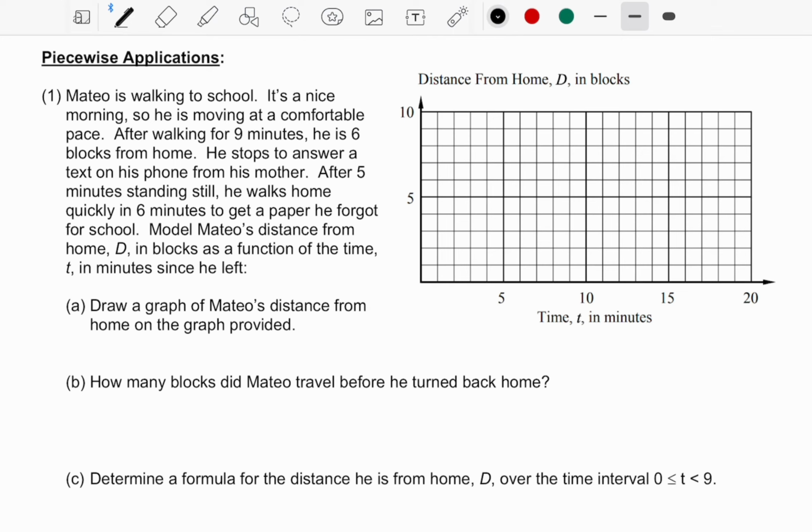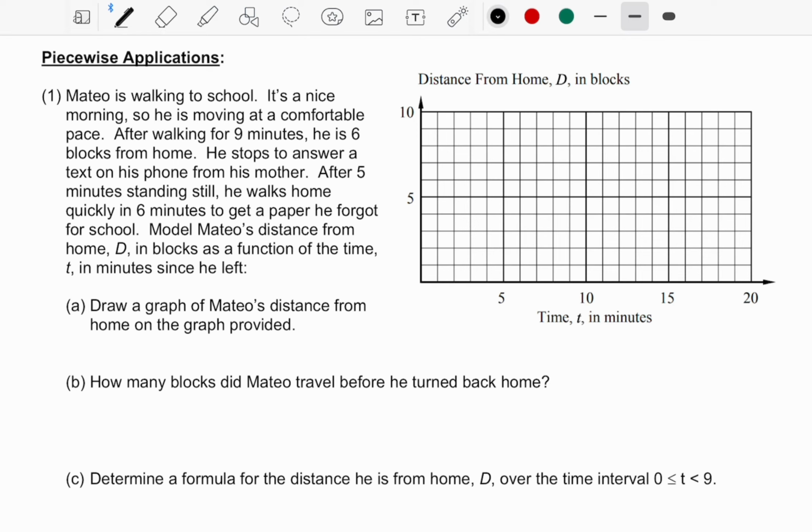In the school. It's a nice morning, so he's moving at a comfortable pace. After walking for 9 minutes, he's 6 blocks from home. All right, so that sounds like an ordered pair. You can make little notes as you're going. If you look at the x-axis, that's time. The y-axis is distance.